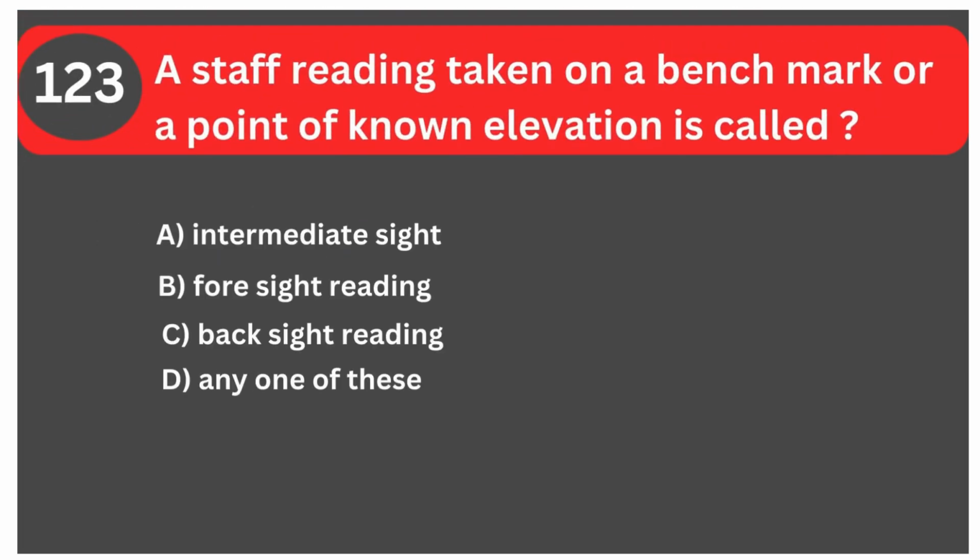A staff reading taken on a benchmark or a point of known elevation is called. Options: A. Intermediate sight. B. Foresight reading. C. Backsight reading. D. Any one of these. Answer: C. Backsight reading.